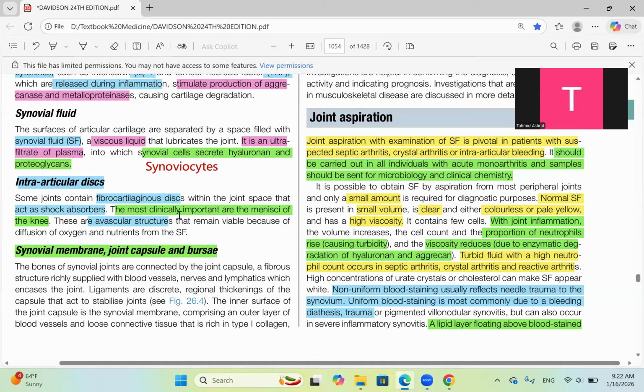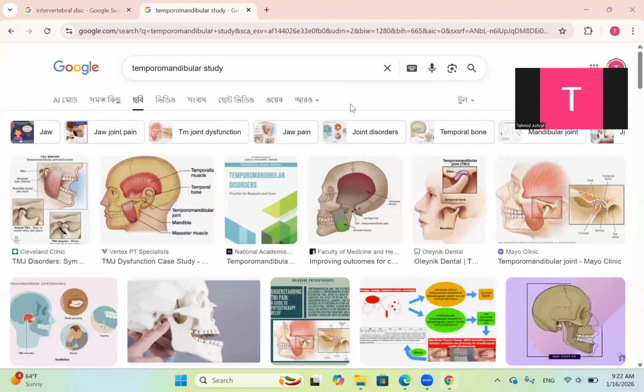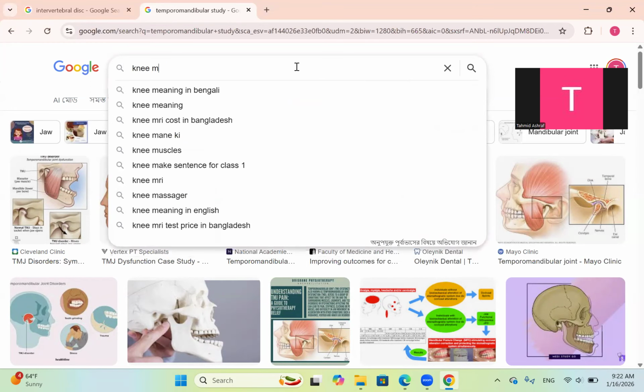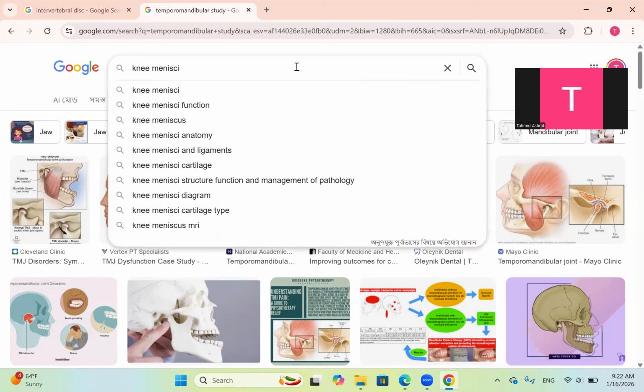Okay, the most clinically important are the menisci of the knee. In the knee joint, there are menisci. Those are examples of intra-articular disc. Let me show you. Knee menisci.